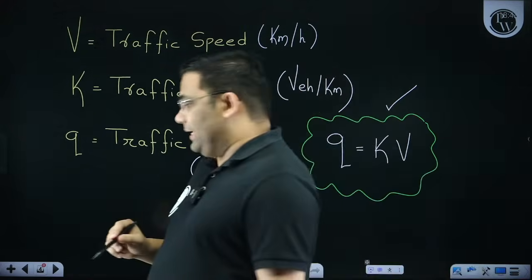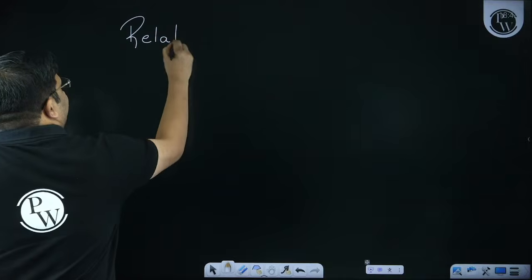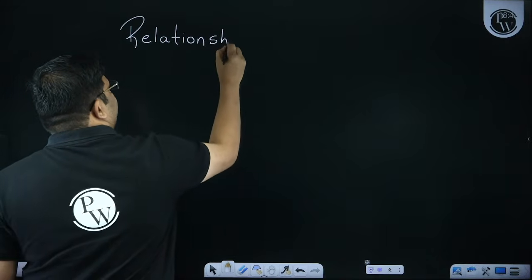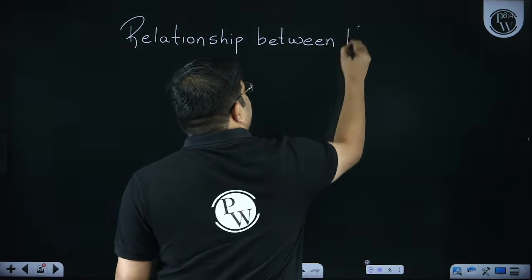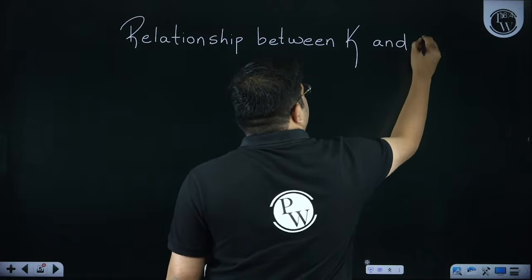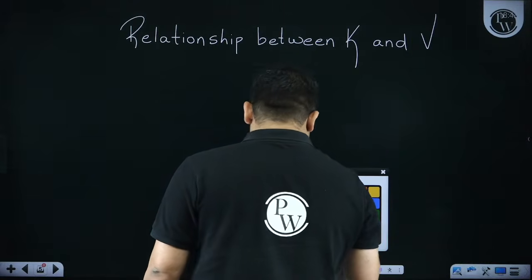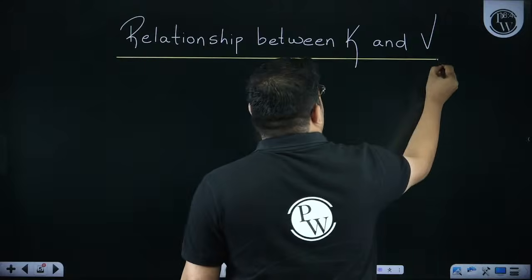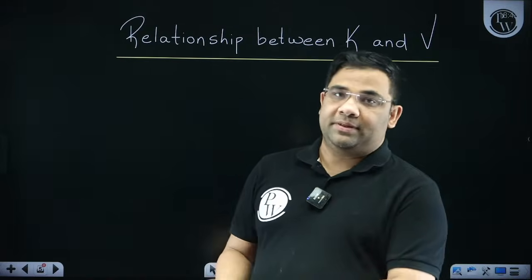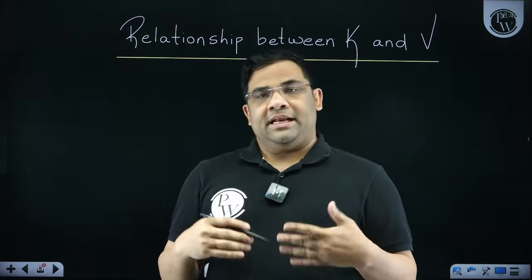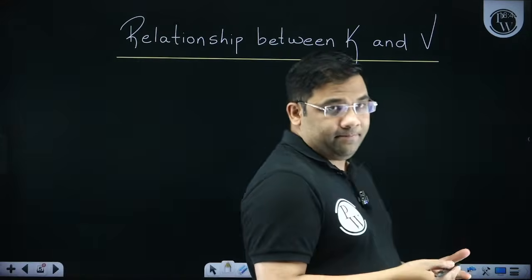Then we'll see the relationship between traffic density and traffic speed. When I'm talking about the relationship between traffic density and traffic speed, there can be many relationships, right? There can be algebraic, trigonometric, exponential, logarithmic.